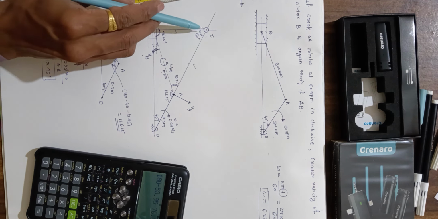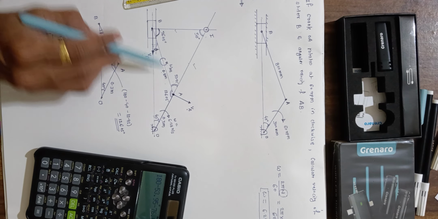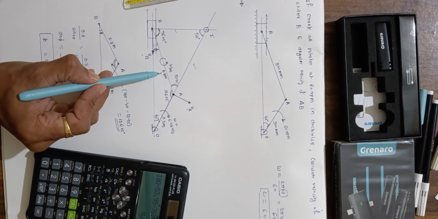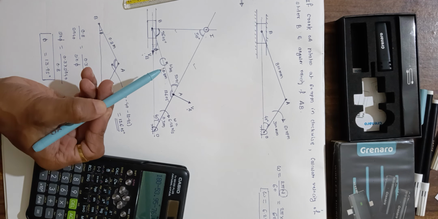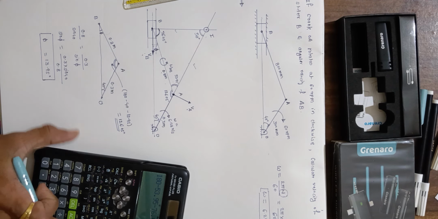So now in this triangle we know all the angles, angle B, angle A and angle I, and we know one side which is 0.8. Now again by using the sine rule we can find out this BI and distance AI.